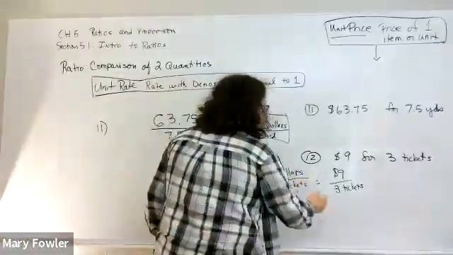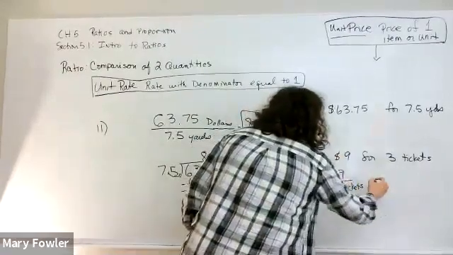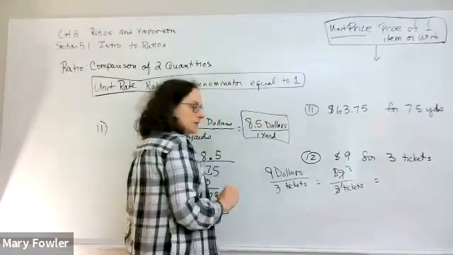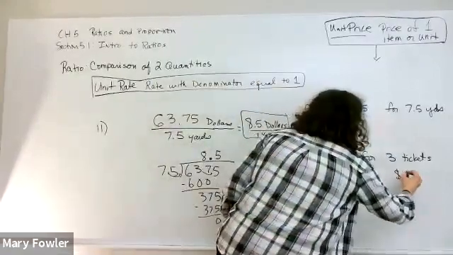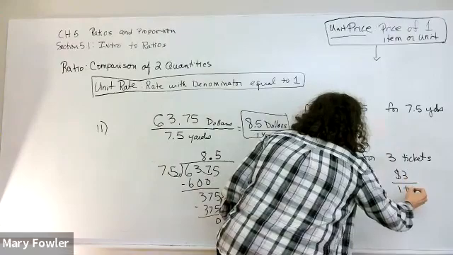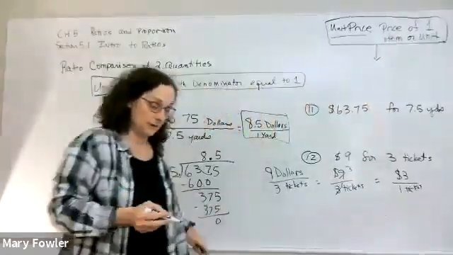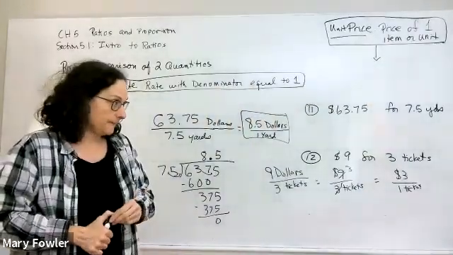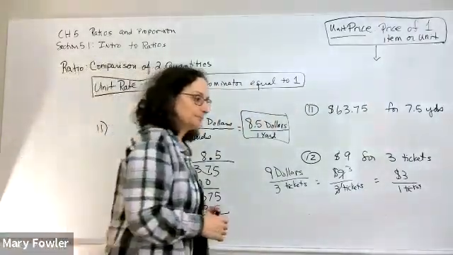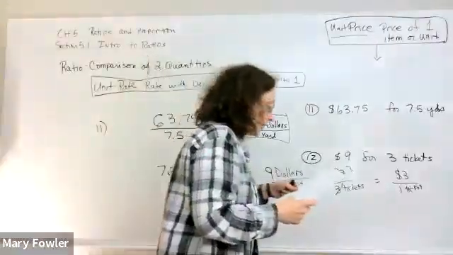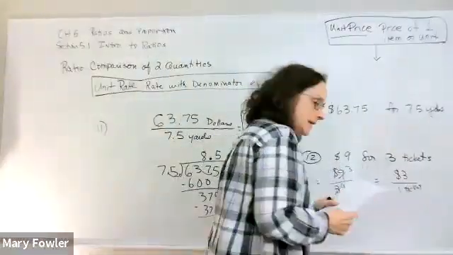Okay, and so we're going to divide numerator and denominator by 3, and 3 goes into 3 once, and 3 goes into 9 3 times. So this is $3 for 1 ticket. The price of 1 item or unit, a ticket, is $3. Okay, and next we're going to look at problem number 13.